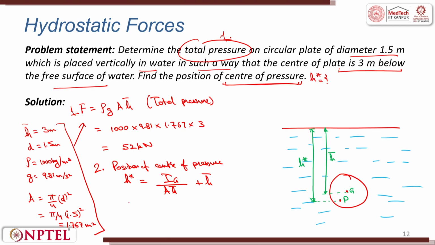Here first we need to find Ig. What is Ig? The second moment of inertia, that is pi by 64 d power 4. When I put the values here, this is equal to pi by 64 into 1.5 power 4. This is equal to 0.2485 meter to the 4th.